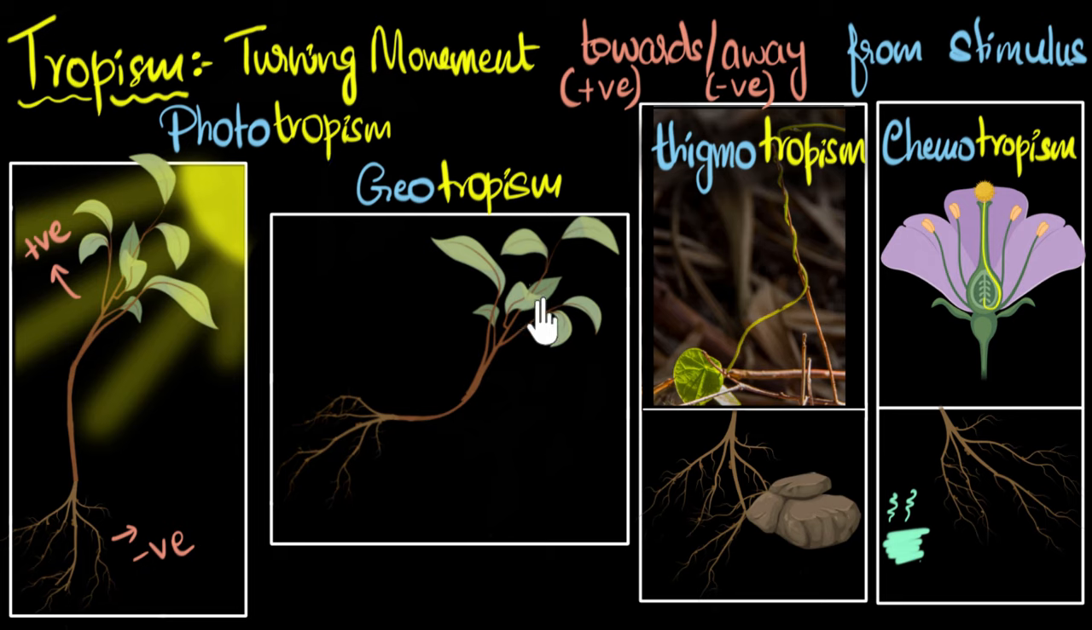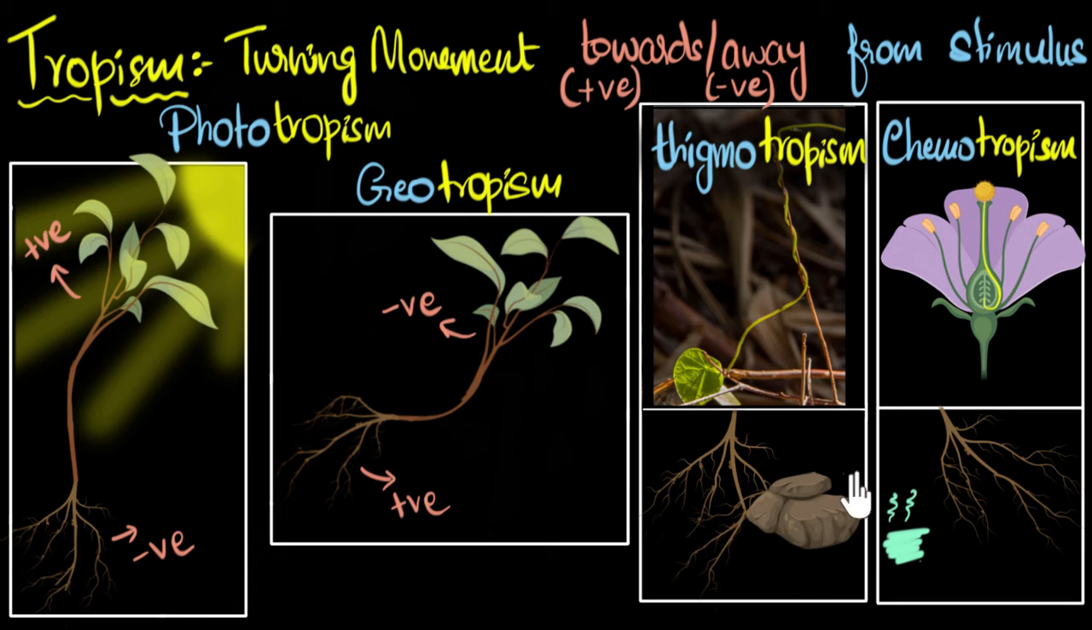Similarly, when it comes over here, if you look at the roots, this time you see the roots grow towards gravity. Gravity is a stimulus, right? Since the roots are growing towards gravity or towards Earth, we will say the roots show positive geotropism. Does that make sense? Similarly, what about the shoots? The shoots are showing negative geotropism because they're going away from the Earth.